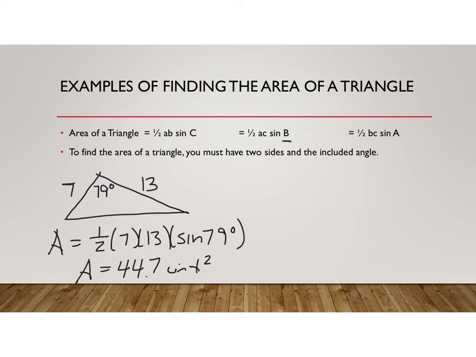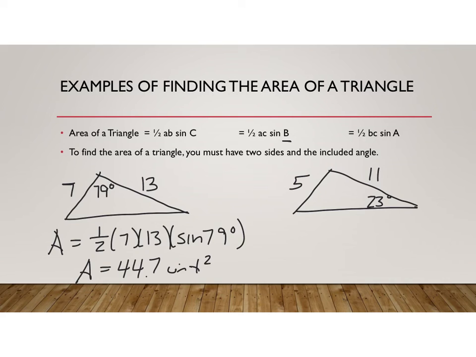If I give you this triangle, and I gave you these measurements, side 5, 11, and then 23 degrees, we would not be able to find the area of this triangle, because we don't have two sides and the included angle. It's not a right triangle. You can't use the Pythagorean theorem to find the third side.